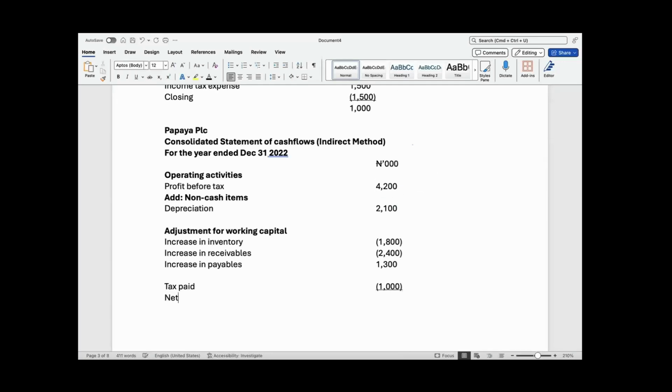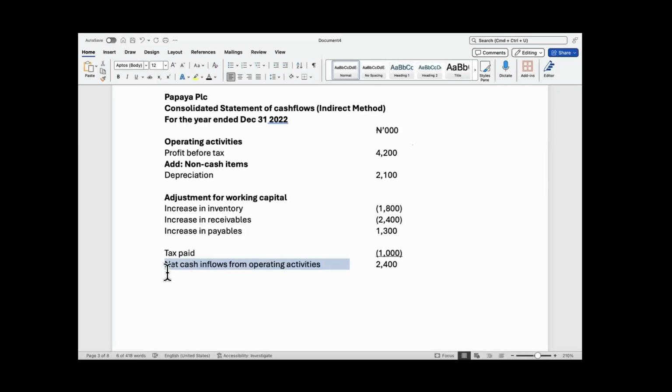What's my net cash flows from operating activities? 2,400. Is it outflow or inflow? Inflow. Okay. So always remember to present this properly. If it's cash outflow, you say net cash outflows. If it's net cash inflows, you say net cash inflows.